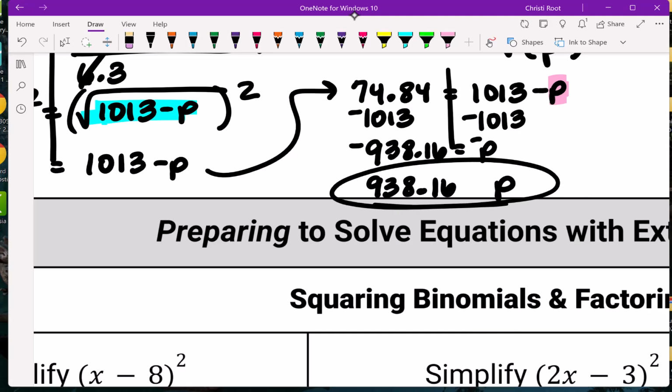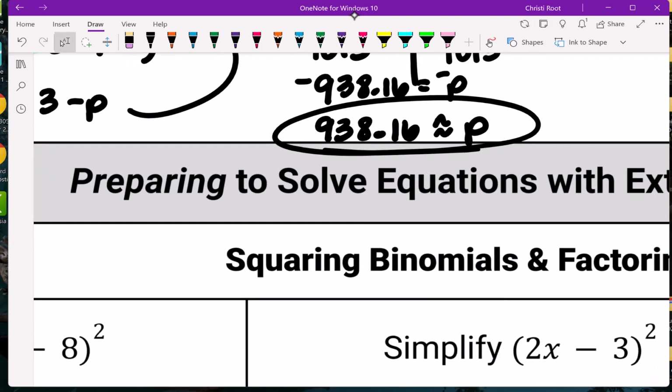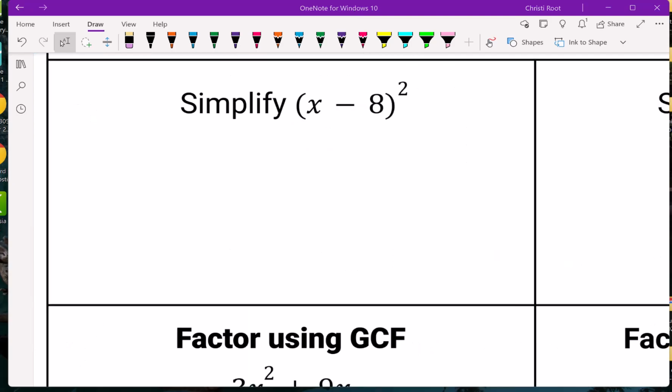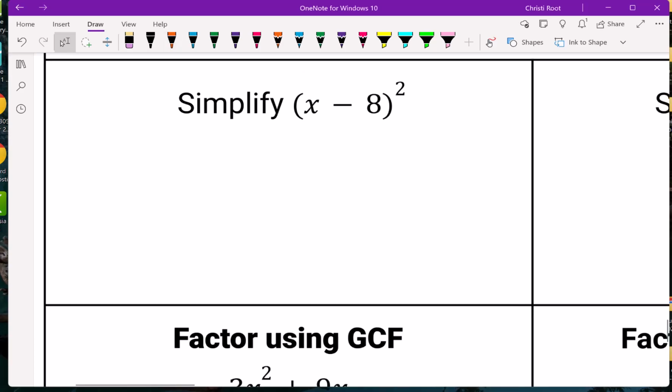So it's estimated at 938. And it doesn't really tell me to round any particular way, so I'm going to leave it at that. Okay, so you're going to have to do something like this when you're solving tomorrow or next class or whenever you have it, part 2.